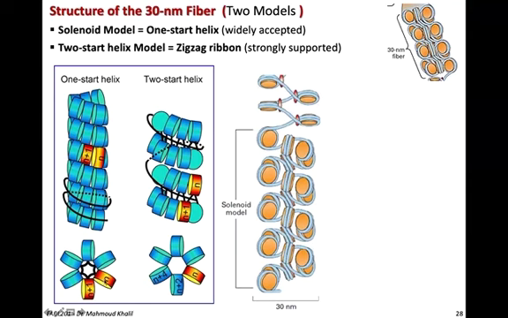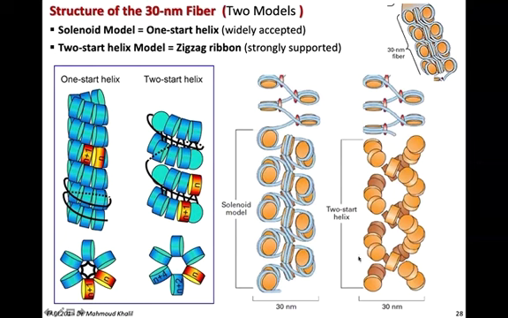But if you go here, you'll find nucleosome n, n plus 1, and of course, this one will be n plus 2, n plus 3, n plus 4. And here you can see how the two-start helix appears. Okay, so again, this slide shows the two models for the structure of the 30 nanometer fiber. One of them is widely accepted, while the other one is strongly supported.